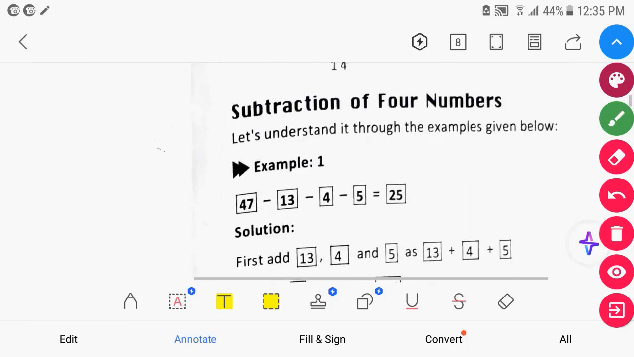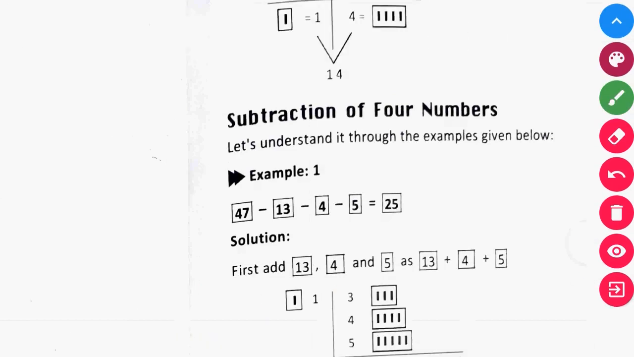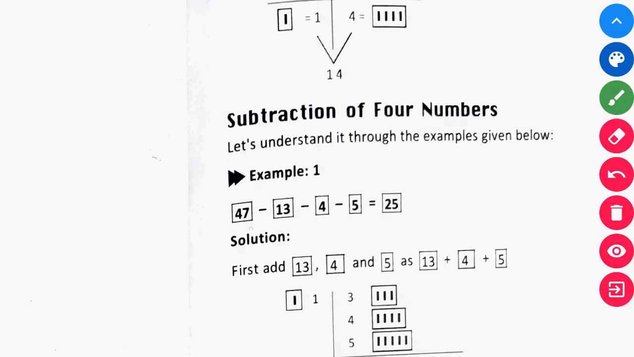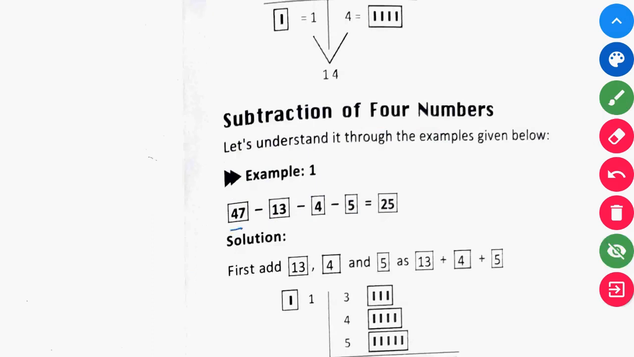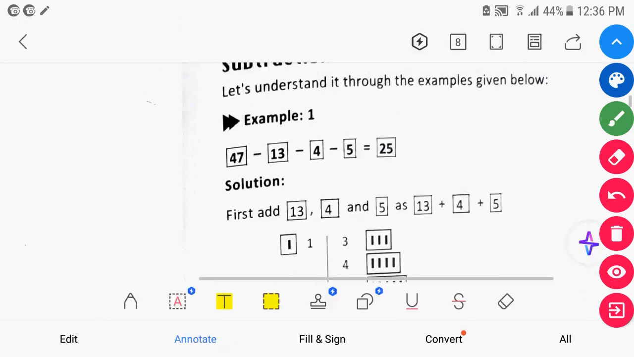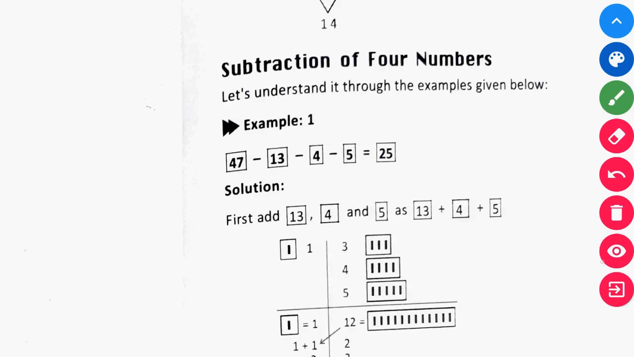Now see here are four numbers, sorry, not 4 digit, here are four numbers, 4 digit you don't have only. So four numbers are there here. Now see 47 minus 13 minus 4 minus 5 is equal to 25. By mistake they had given the answer also, but we have to subtract 13 from 47, then 4, then 5.